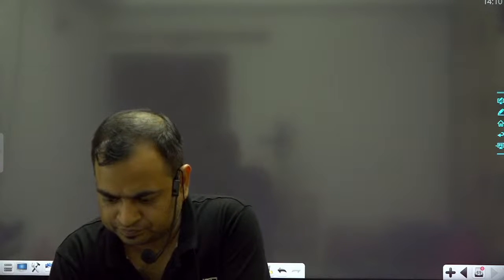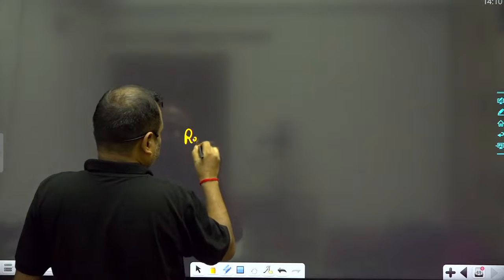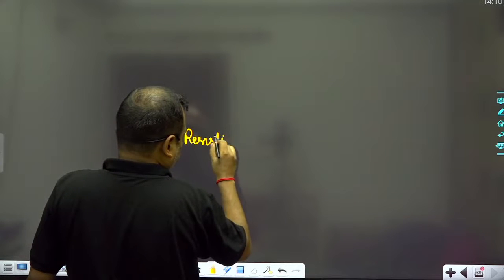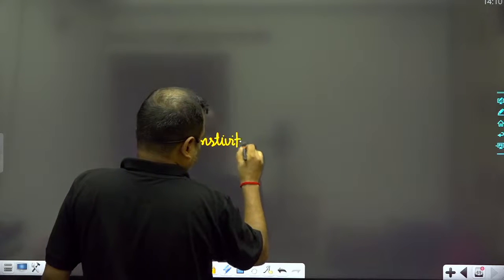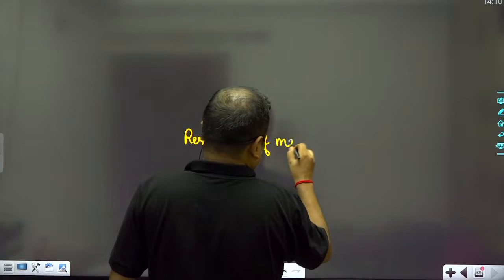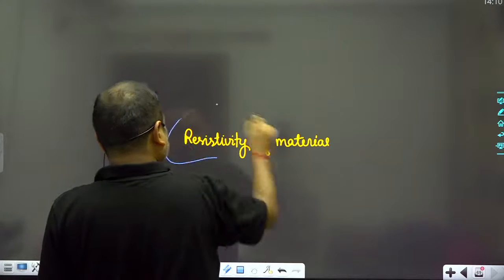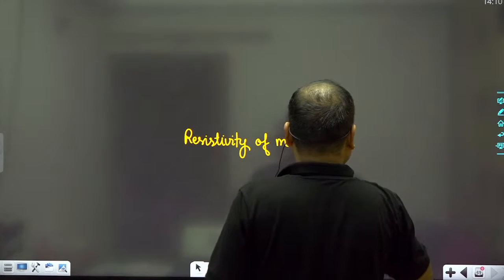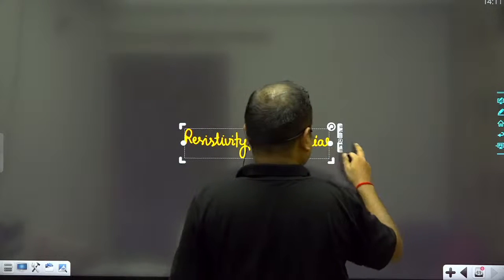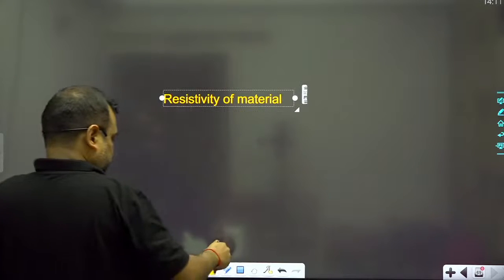So guys, let's study about the resistivity of the material. Resistivity of material.